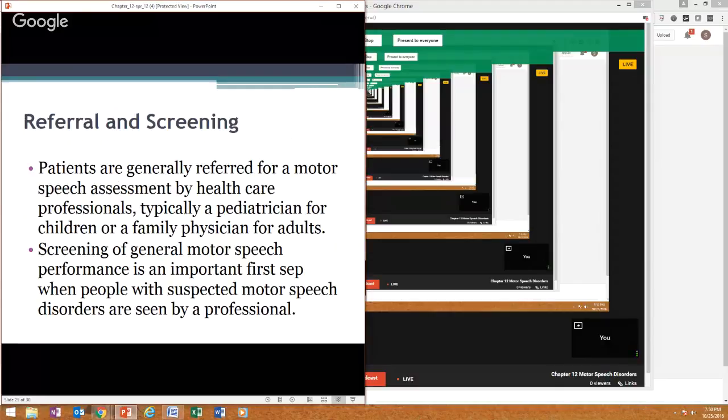Referral and screening. Patients are generally referred for a motor speech assessment by healthcare professionals, typically a pediatrician for children or a family practitioner for adults. Then a screening of general motor speech performance is an important first step when people with suspected motor speech disorders are seen by a professional.